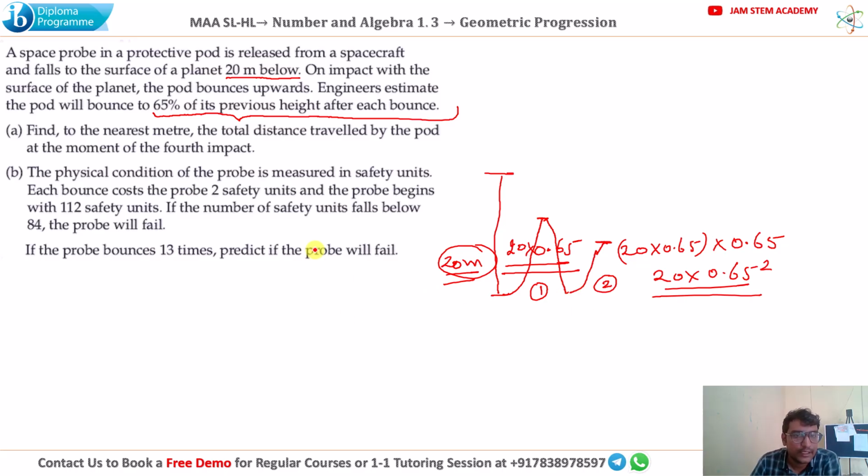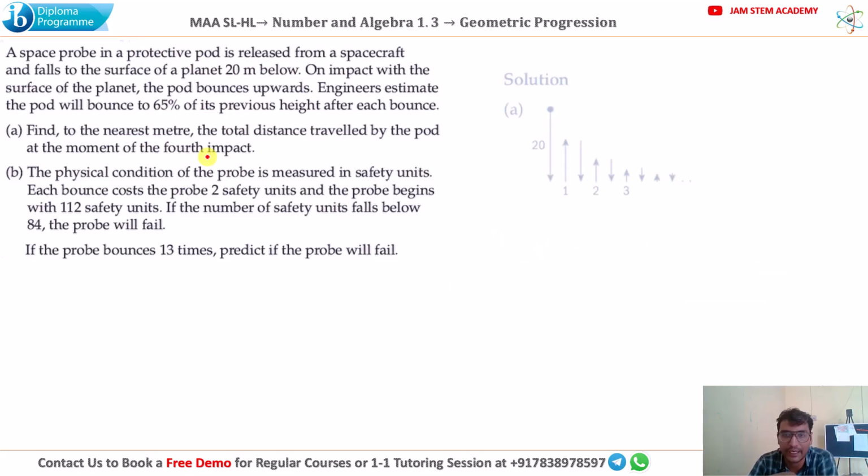Now it says, find to the nearest meter the total distance traveled by the pod at the moment of the fourth impact. Let's first understand the situation. I'll draw a diagram over here. First it covers the 20 unit distance, from the top to this. It is not going back to 20. No, after its first bounce it goes this distance, which is 65% of the 20.